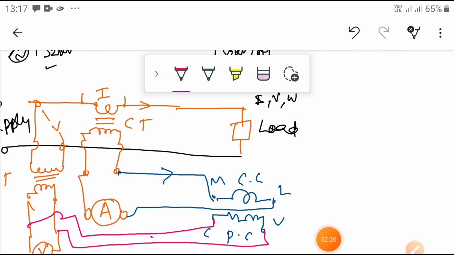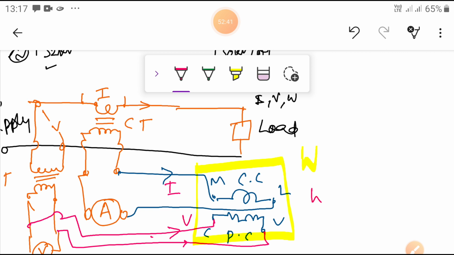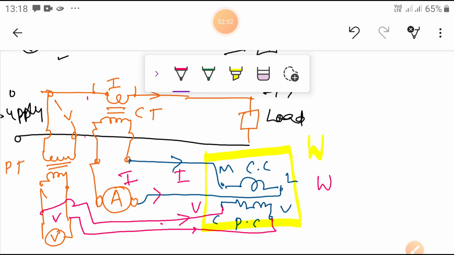So what will this show? It is the wattmeter. The CC coil measures the current flowing in this line. The PC coil will give the voltage, and correspondingly it will give the wattage. Here the ammeter will measure the current, and the voltmeter will measure the voltage between these two lines. Okay, dear students, this is the simple circuit.